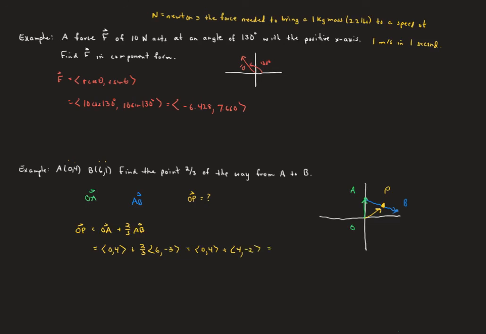And then finally we add those components. So that's going to be (4, 2). So our vector OP is given by (4, 2). That means our point P is going to be (4, 2). That is the coordinates of that point 2/3 of the way from A to B. So kind of a nice way to do that using vectors. Okay, hopefully that's enough to get you going on homework 8.